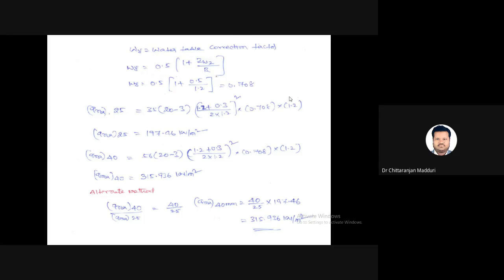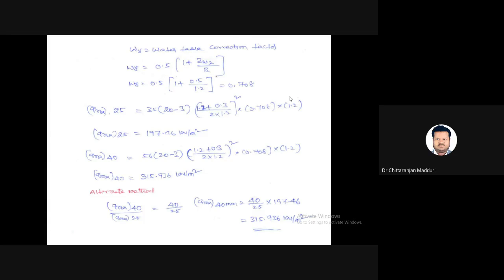Next, the net allowable bearing pressure for 40 mm settlement, we have another equation. Only the constant changes. For 25 mm settlement, the constant is 35. For 40 mm settlement, the constant is 56. So the net allowable bearing pressure for 40 mm settlement equals 315.936 kilonewton per meter square.